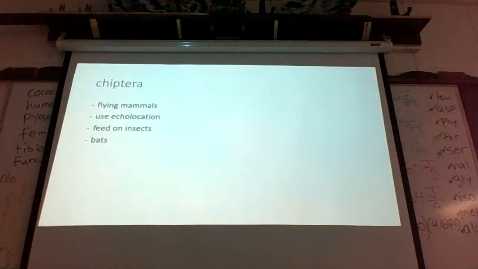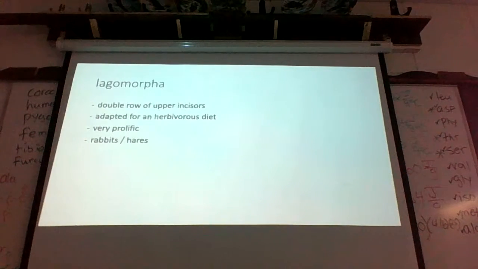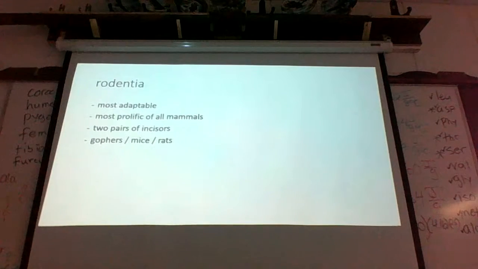And your flying mammals, your Chiroptera, we discussed the primates already. Then the rabbits are after the primates. Then we moved on to rodents. Remember, we had said that those two orders were possibly closely related. The rabbits and the mice and rats and gophers.